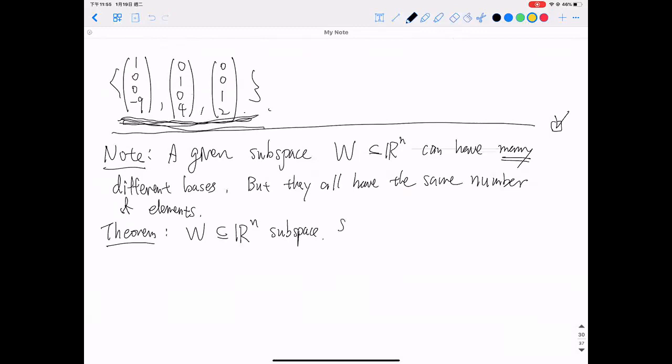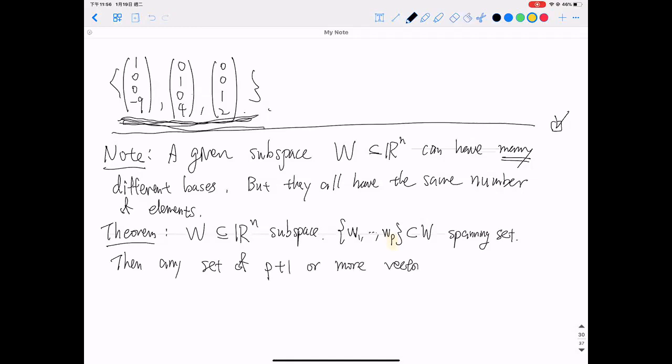Let's say you have a spanning set instead of bases, W1 through WP, the spanning set. As you notice, I'm specifying that it has P elements. Then any set of P plus 1 or more vectors in W is linearly dependent.